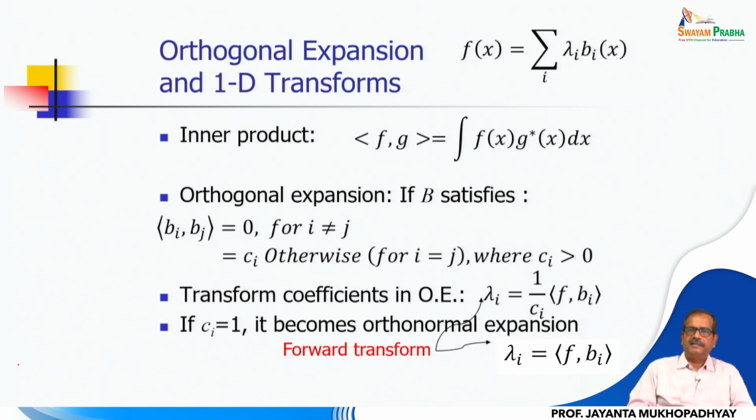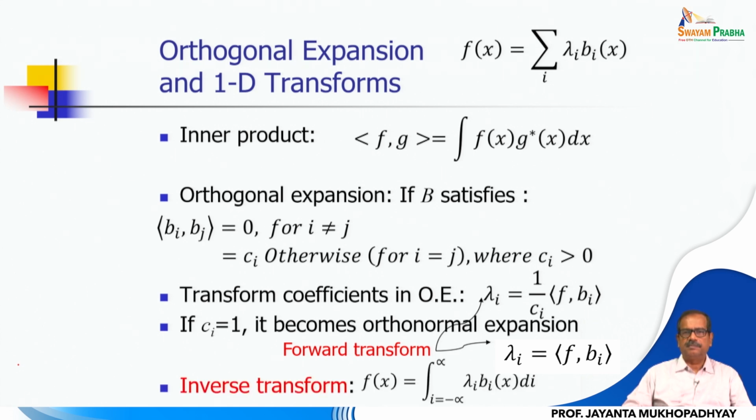So this lambda is, as I mentioned, the transform of the function, and this operation is called the forward transform. From lambda I we can reconstruct f x, because you can then compute once again the linear combination, which means that the inverse transform would be simply the sum of lambda I bi x di. I have shown this in the continuous form, as if I is varying continuously. For a discrete form, again the summation would be used.